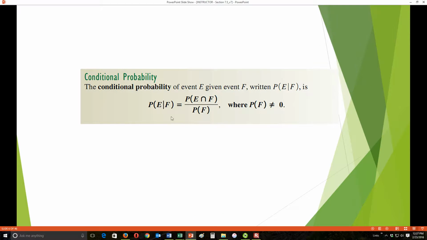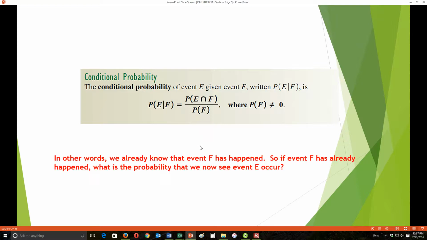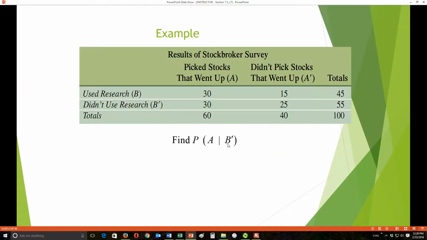This is the formula you need to memorize. This is the one you'll most likely want to put on your note card for the exam. In other words, we already know that event F has occurred. I said that before. So if event F has already happened, what is the probability we now see event E occurring? And this is what P of E given F stands for.